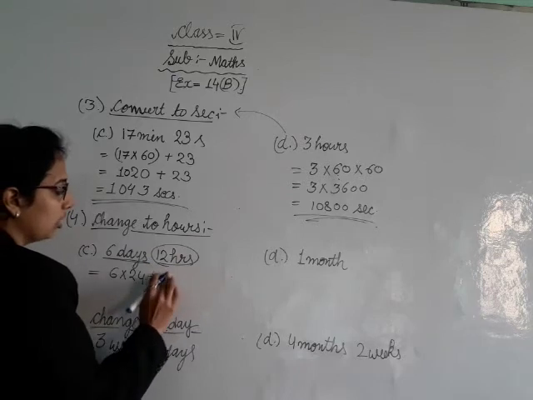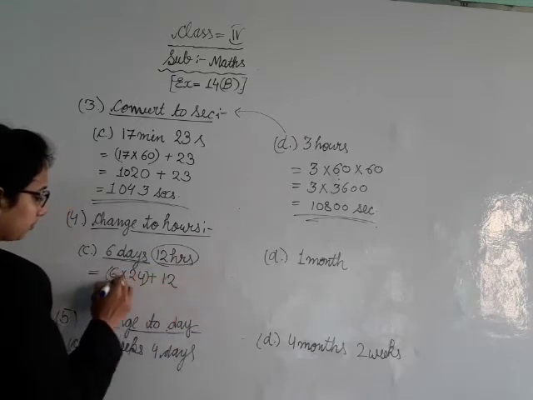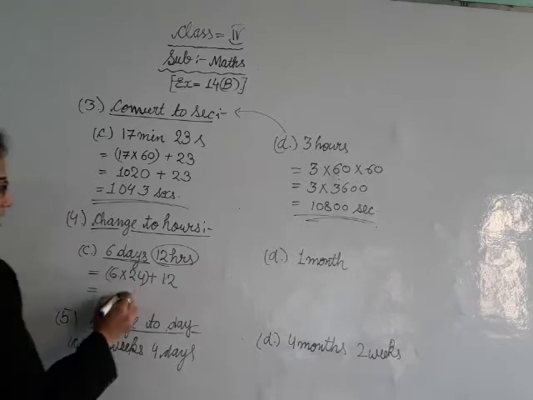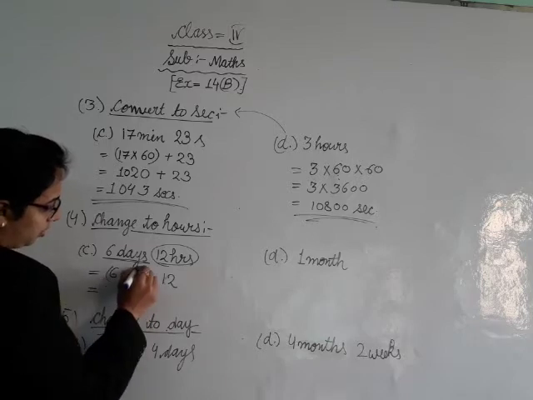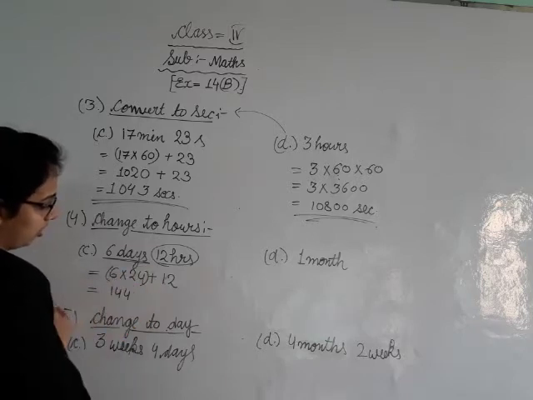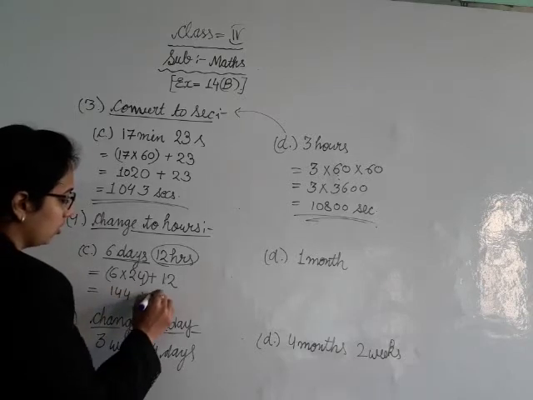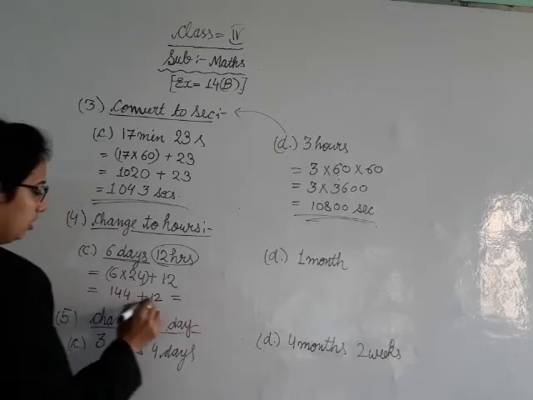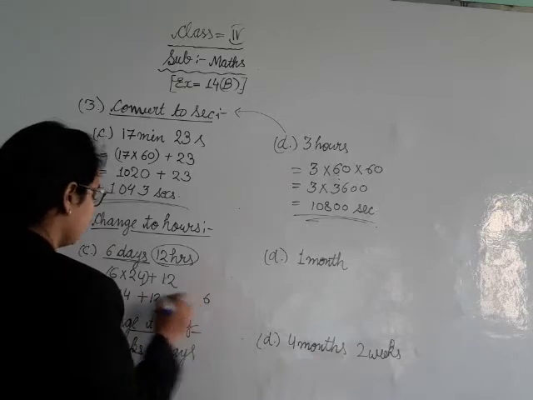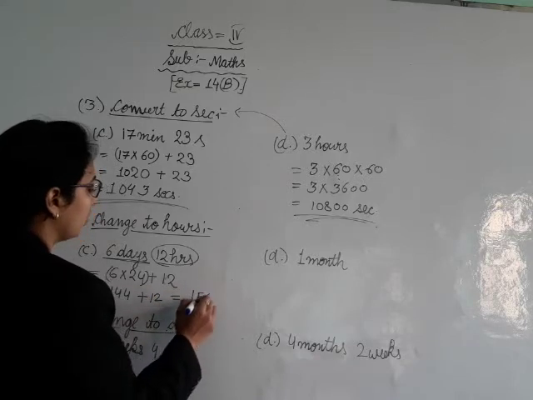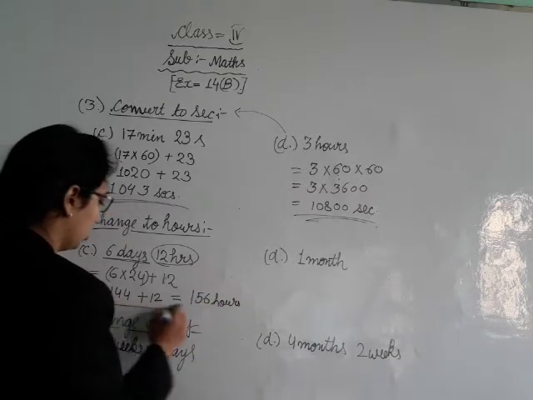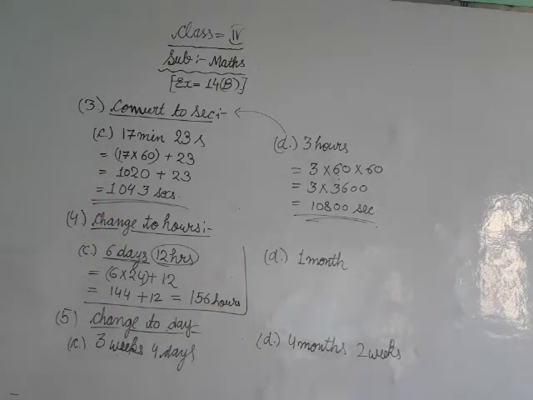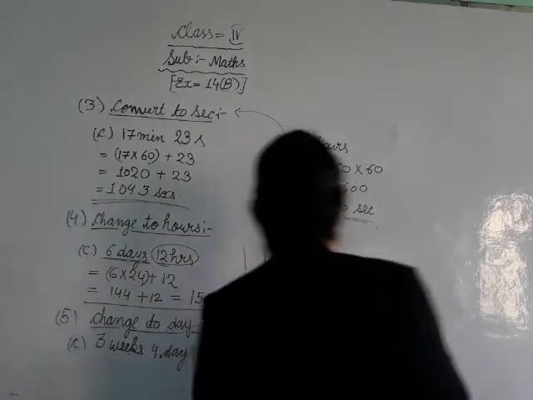So simply we have to add this. Solve it. 6 4s are 24. 2 and 6 2s are 12, 12 plus 2 is 14, and 12. So what will be the answer? 2 and 4 is 6, 4 and 1 is 5, and 1 means 156 hours. Understood? This is your answer. 156 hours. Now coming towards our D part.